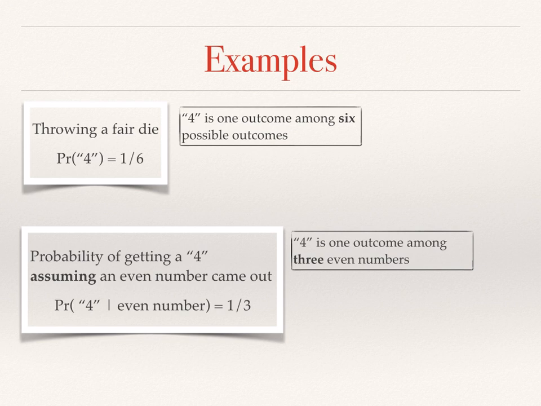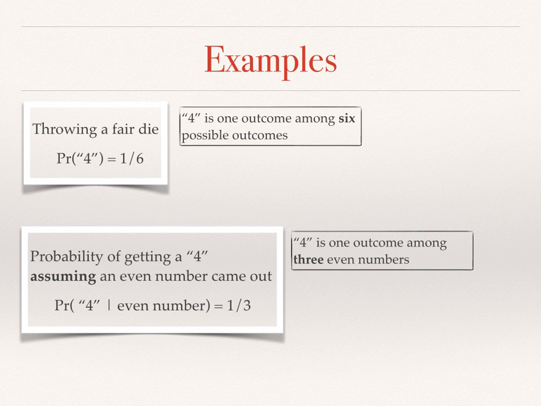Just to recap, in the previous video we looked at two examples. One example was throwing a fair six-faced die, and I asked you what's the probability of getting a 4? That probability is 1/6 because there are 6 possible outcomes and 4 is one of them. We're assuming that each outcome is equally probable, and therefore the probability of getting a 4 is 1/6.